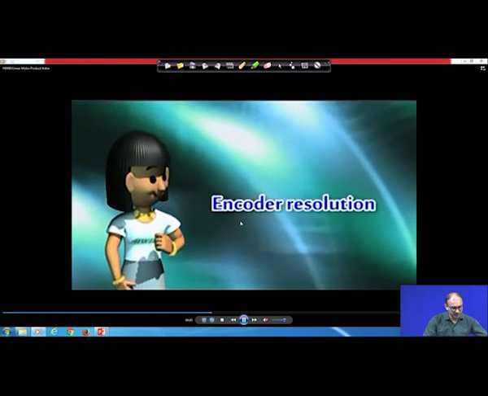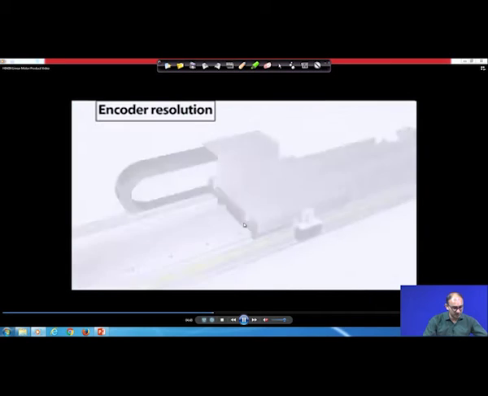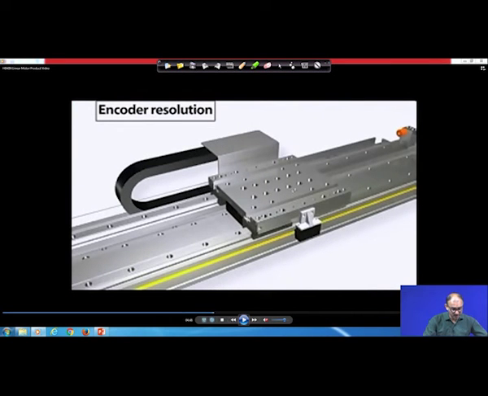And this is the encoder resolution, because everything depends on it. Even if you have very high precision motion of this linear motor, but you have not installed a sufficiently high resolution encoder, then you are not extracting the complete capability of the linear motor. We discussed a few lectures back that if your motor has a resolution of 0.1 micron, and you install an encoder with 1 micron, then whatever motion you get is in multiples of 1 micron, not 0.1 micron. So, that is the problem.